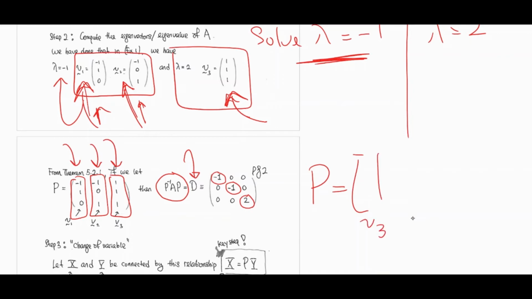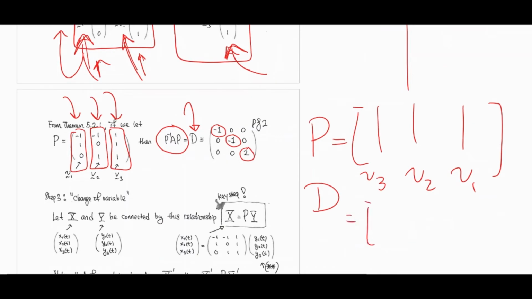You can also put V3 here, V2 here, V1 here. You also get a diagonal matrix, but the diagonal matrix will have entries like this. So you have 2, and then you have -1, -1 instead. That's not going to be a problem as long as I just need a diagonal matrix, okay? It's not a big problem if the diagonal matrix looks different.